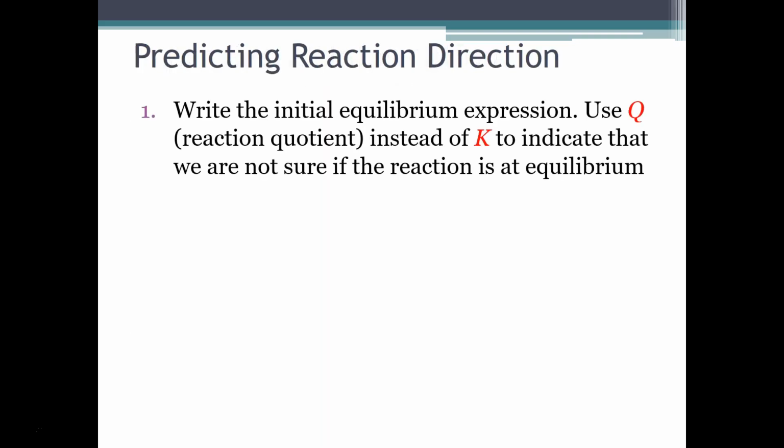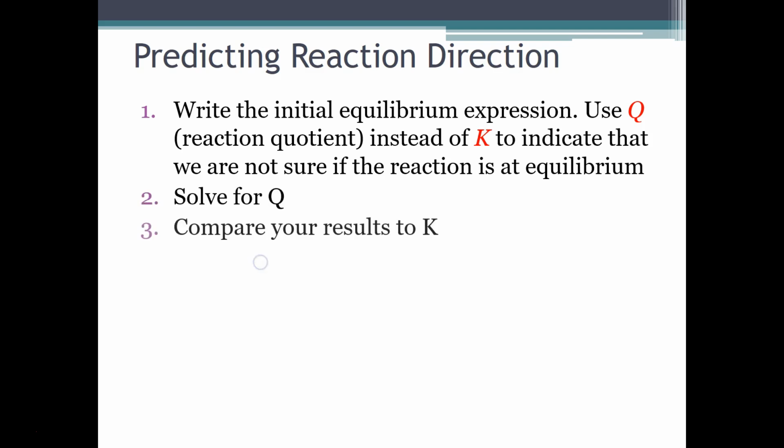Alright, so predicting reaction direction. In order to predict the direction a reaction will need to proceed in order to establish equilibrium, we use what's known as the reaction quotient. And the reaction quotient is denoted with a capital Q. So to determine reaction direction, we'll write the K expression, but instead of using K, we'll use the capital Q. Then you'll solve for Q. We'll compare our results to K.